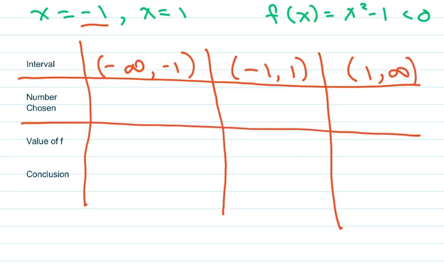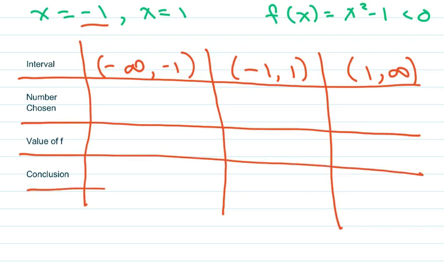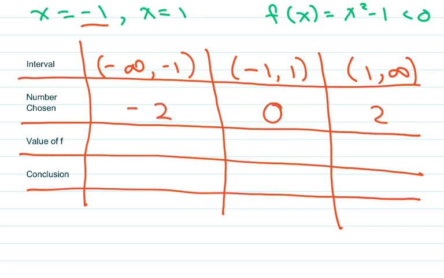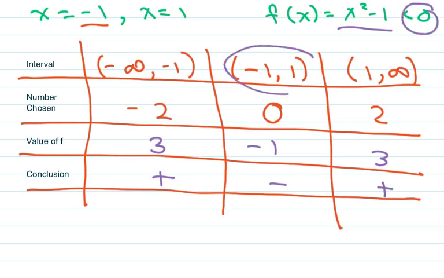Okay, and choosing numbers, that would be up to you. The ones I chose were negative 2, 0, and 2. And I plug it in here, and I get 3, negative 1, and 3. This is a positive number, negative number, positive number. Since we want negative, this is my interval. So my solution set is x such that x is in between negative 1 and 1.